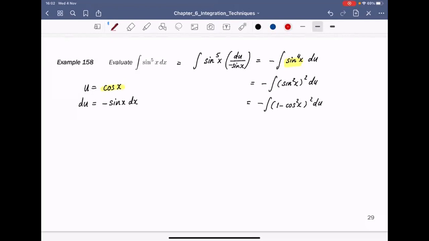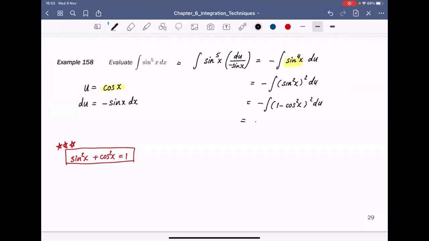Well, memorize sine square x plus cosine square x equal to 1. This is your best friend. Well, this is the mother formula for trigonometric functions. And then because you can swap sine and cosine by just using that identity.